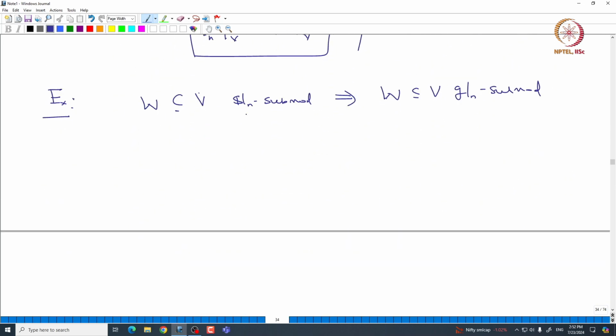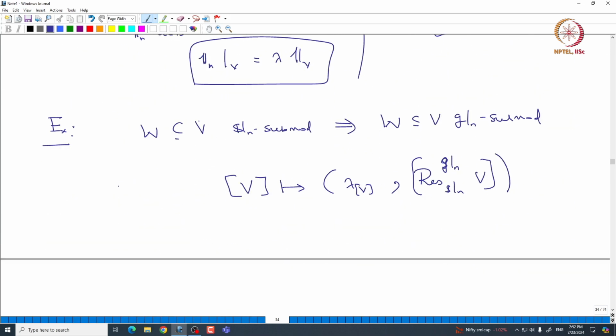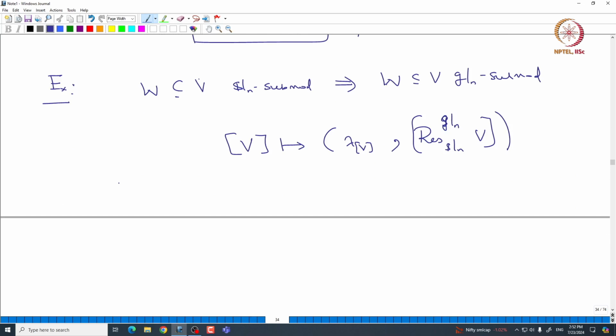Now you can take the isomorphism classes of V and send it to this lambda V, comma, the restriction. Okay. So this is the map that we have here, and it is easy to see that this map is injective. Now it is not difficult to actually get the converse.